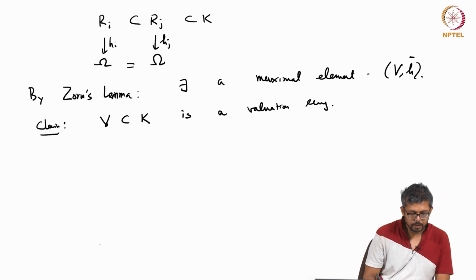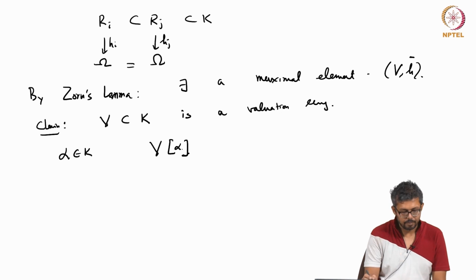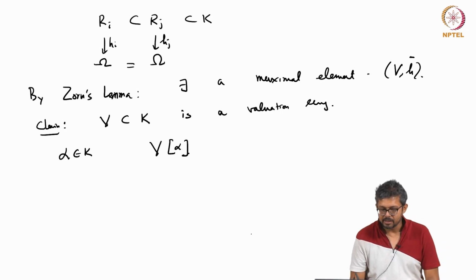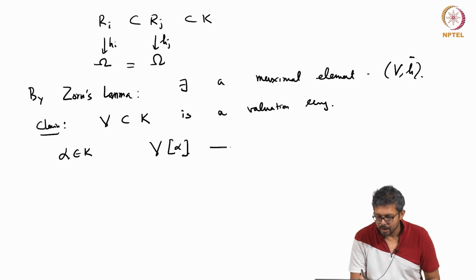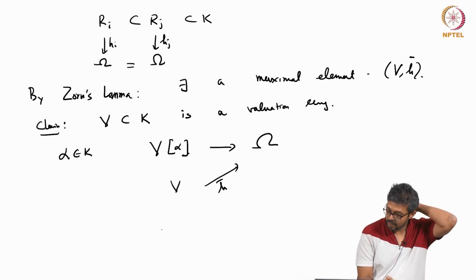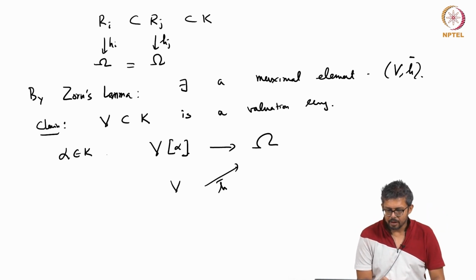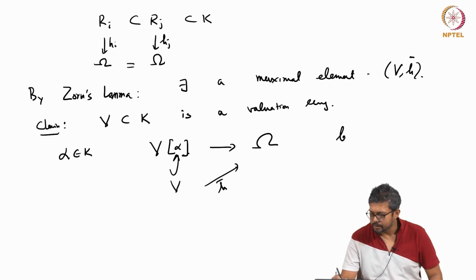But that is obvious, because if I take any element alpha in K, then you consider the V of alpha. Now, by the previous theorem, you have a map H bar. So, by the previous theorem, if alpha is in V, then it is fine. If alpha is not in V, so you consider V alpha. So, now you can extend it by the previous extension theorem, because omega is algebraically closed.